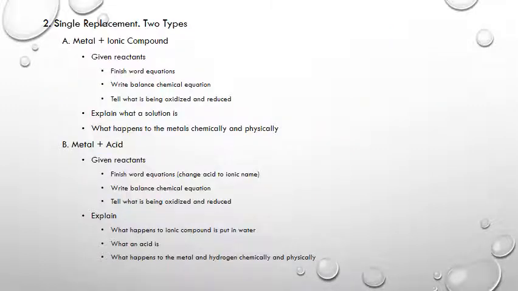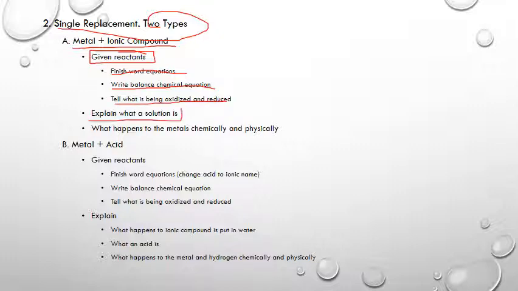Okay, single replacement reactions, there are 2 types. There's metal and ionic, and what I'll do on the test is give you the reactants, the names of the reactants. You just finish the word equation. I'll write out the initial chemical equation and balance it, and tell me what's being oxidized and reduced. Also, I want you to be able to tell me what a solution is, the parts, solute, solvent, and how you do it, and what happens to the metals chemically and physically.